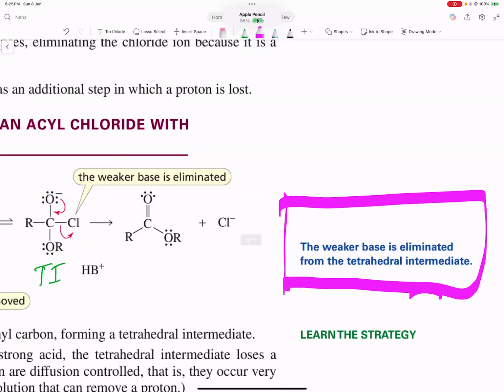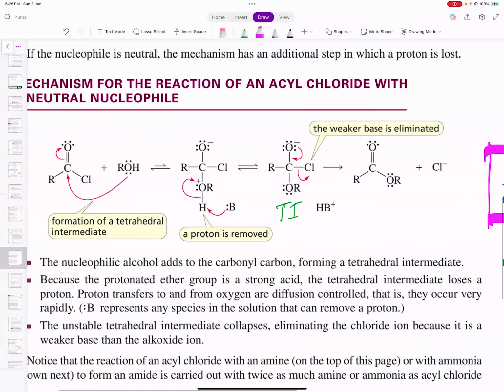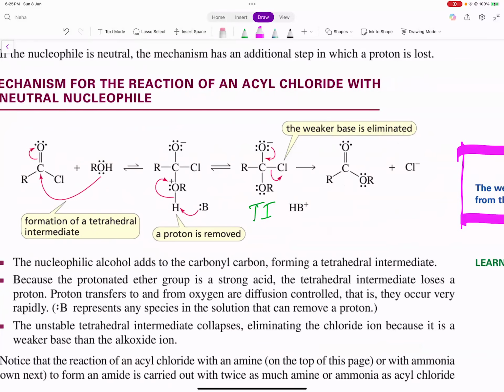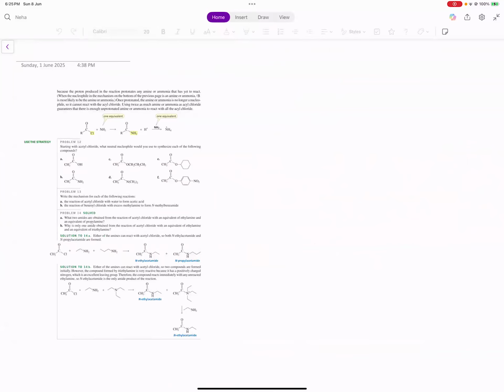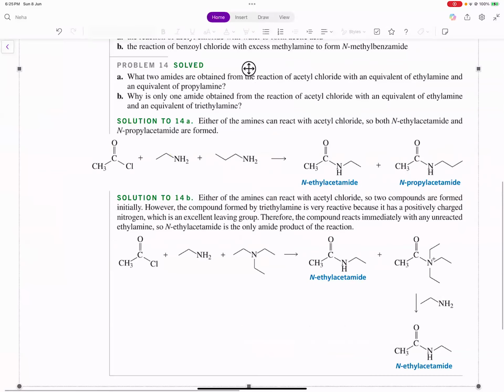So this is fairly clear to us now, right? It's the same thing, just that one has an additional step where it loses the proton. Because it is neutral, it will become positively charged. So only one additional step is there where it will lose the proton.